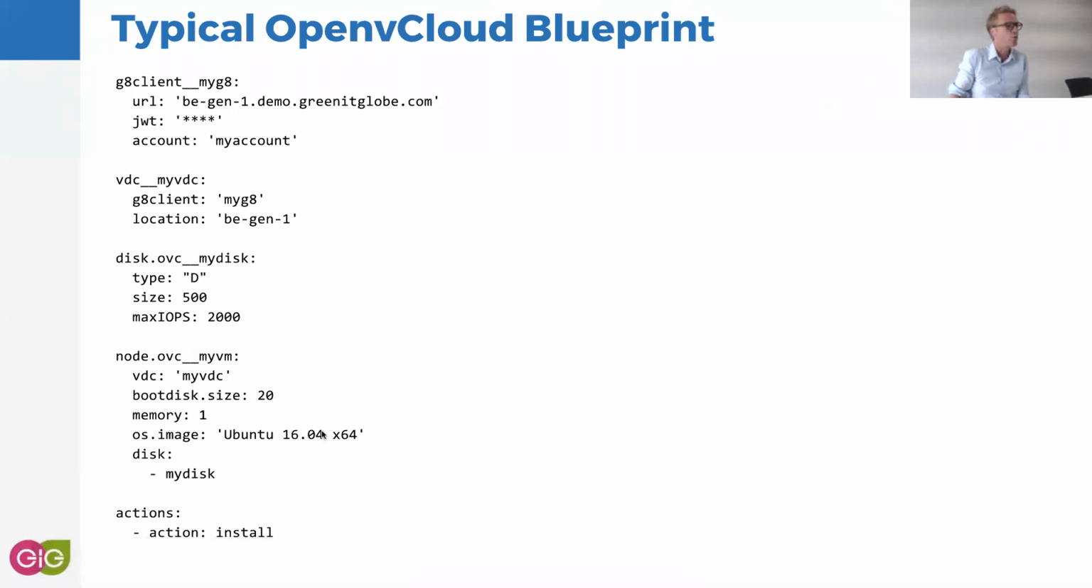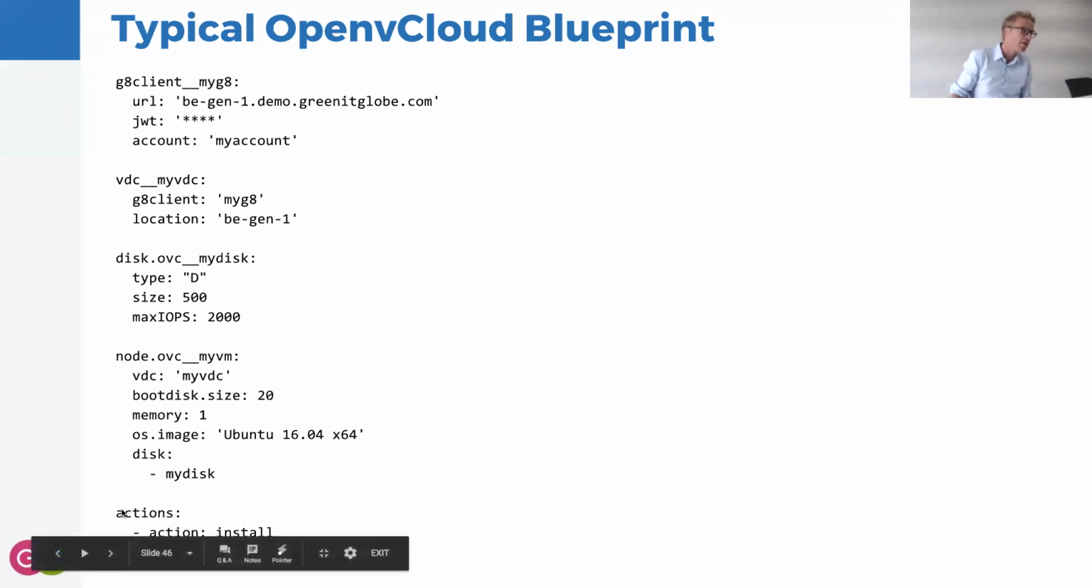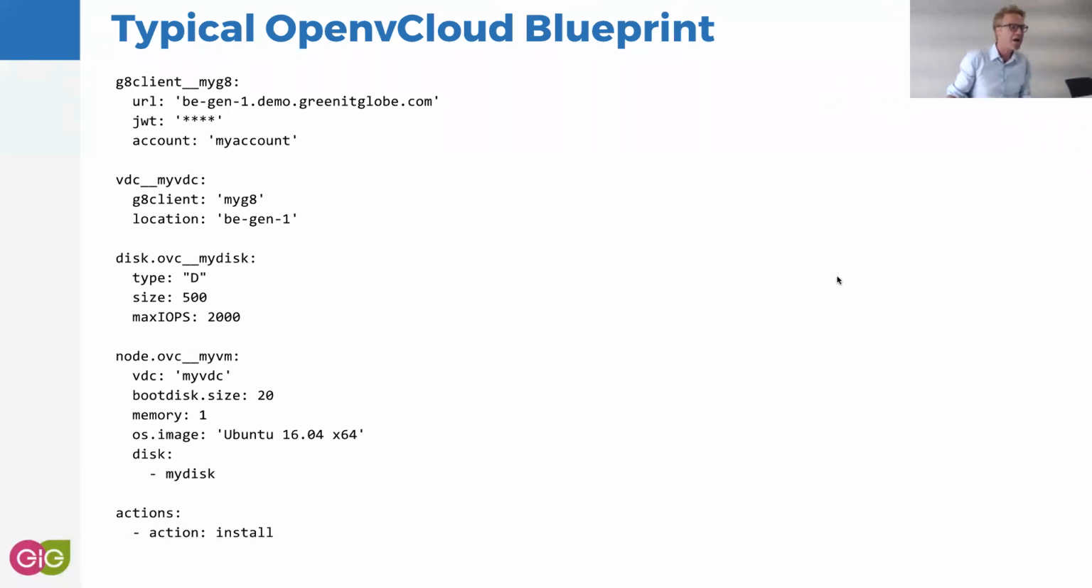I want a VM with one specific operating system, a boot disk of 20 gigs, and 1 megabyte. It's not big. And what is so special about it, it also includes immediately an actions section, and it is in the actions section that you typically specify which actions need to get scheduled. What I'm saying here is that whenever this blueprint gets executed, it should schedule the execution of the install, which will actually do the actual VM creation.